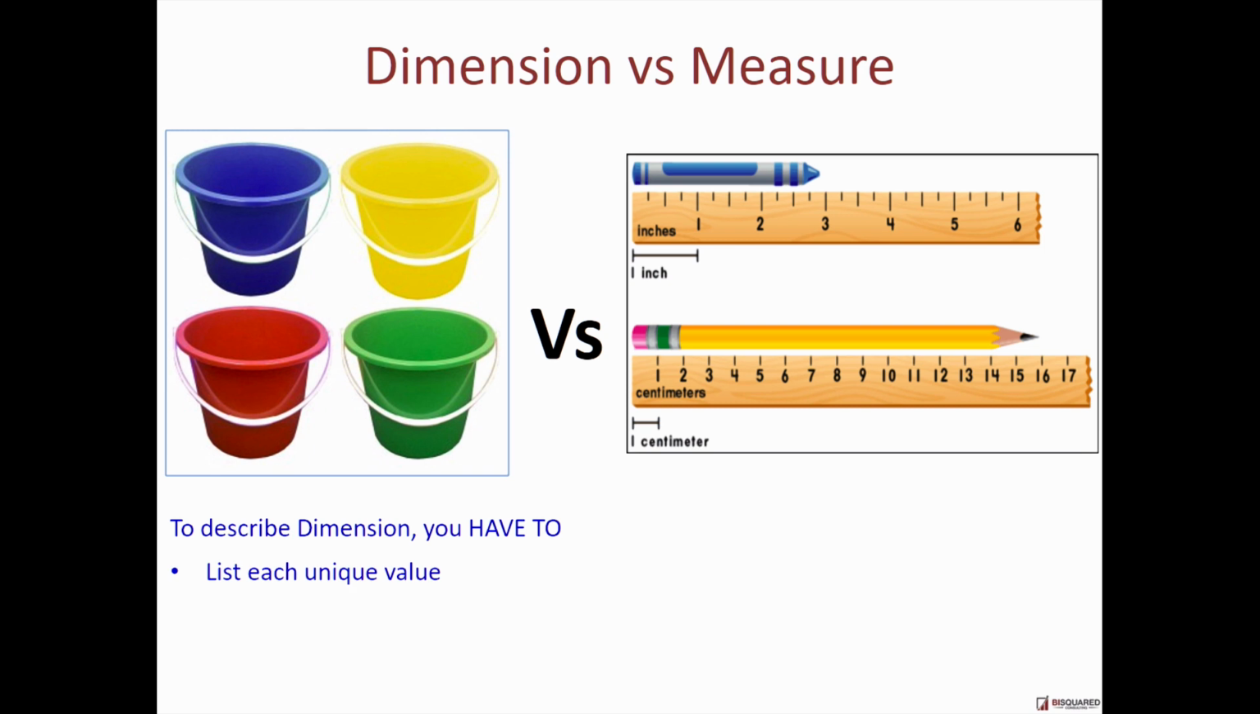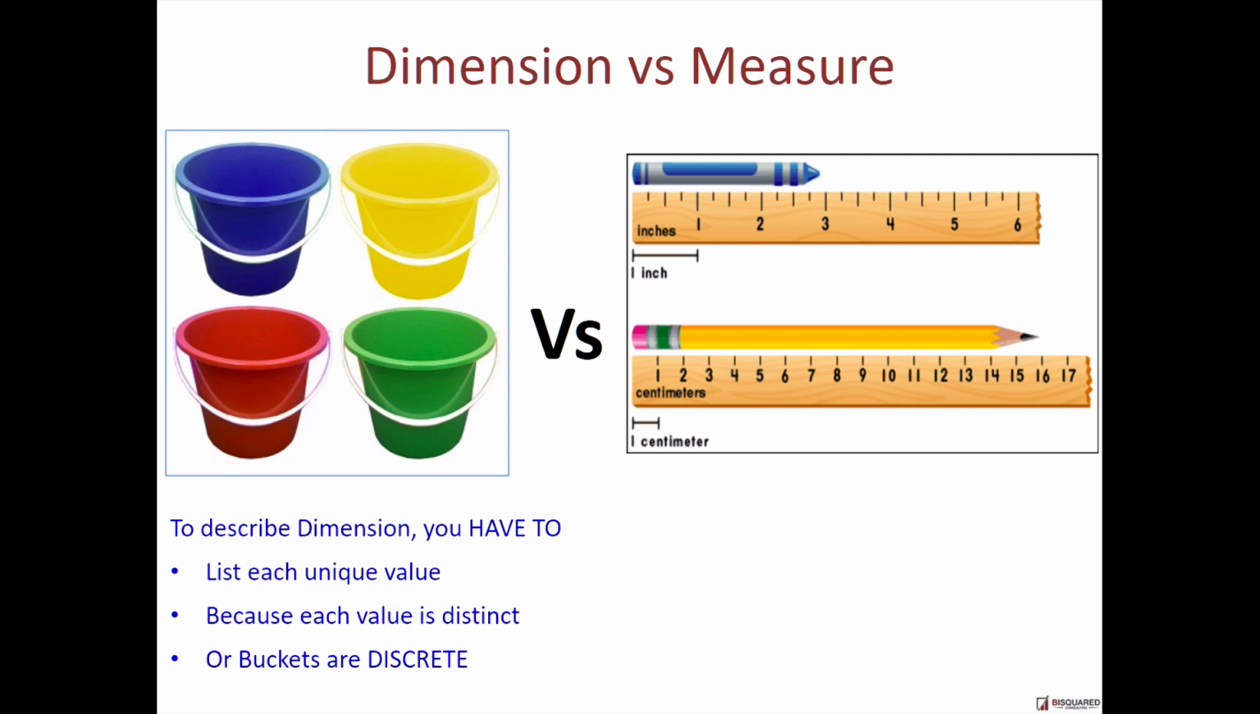To describe a dimension, what do you have to do? You have to list each unique value. For example, here I have 4 buckets of different colors: blue, green, and yellow. If I don't tell you the 4th color, you won't be able to guess, right? So knowing about an earlier value will not tell you about a later value. We have to know every single individual value. That's the characteristic of a pure dimension, because each value is distinct. It does not tell you about something else.